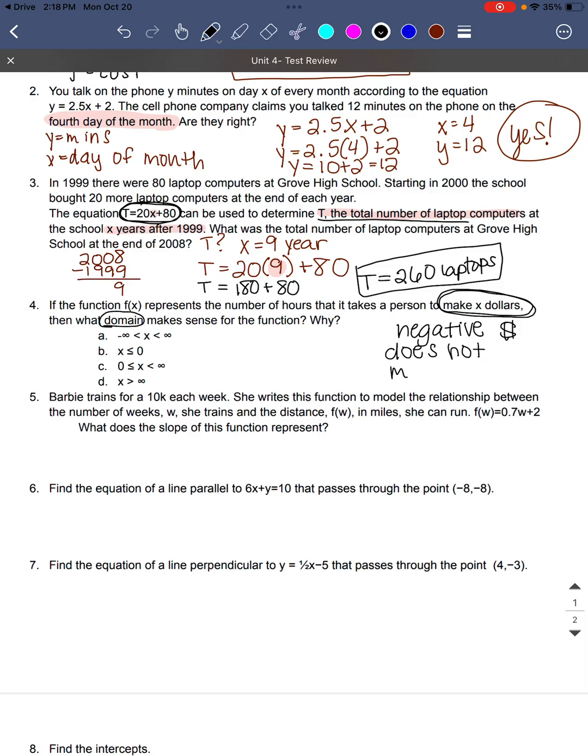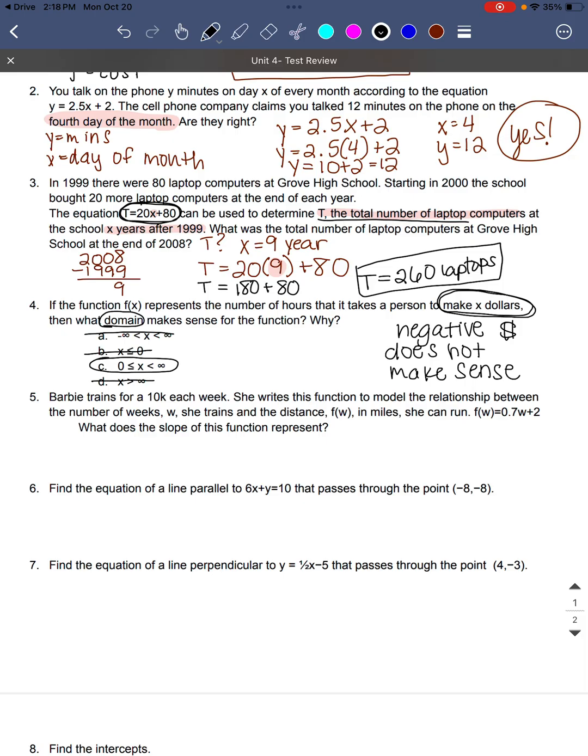So we know that the money can be, we'll say, between 0 and infinity, because we don't really have a top. So right here, the best one is going to be C, because they're not making negative infinity dollars. B says x is less than or equal to 0, which would be all negatives. That doesn't make sense. And D says x is greater than infinity. That doesn't make sense either. So the only one would be C.